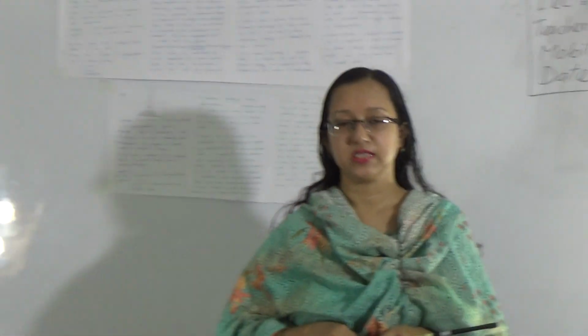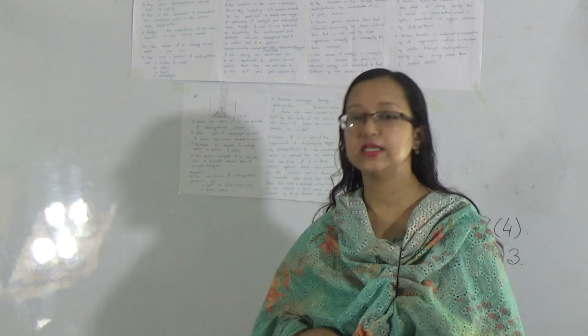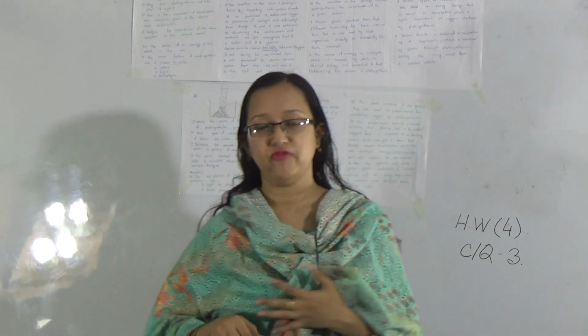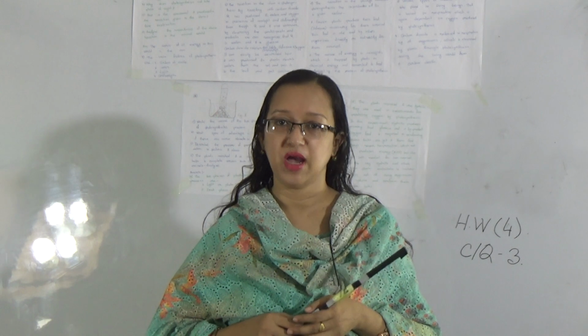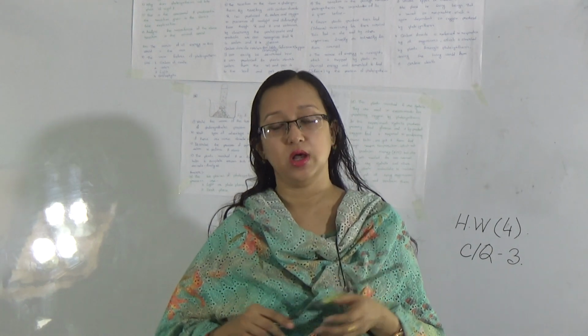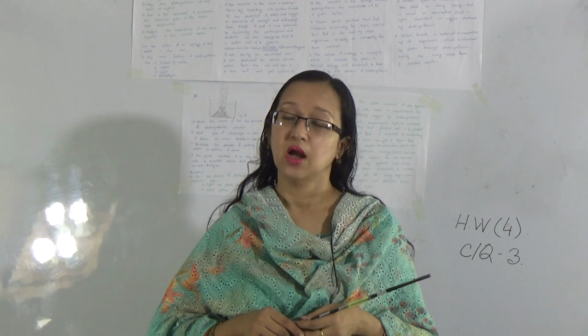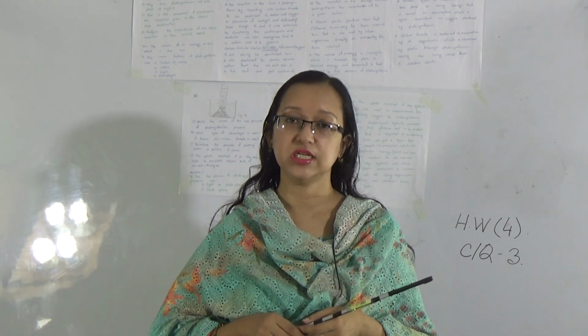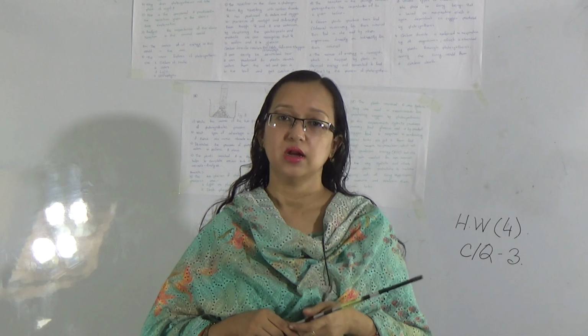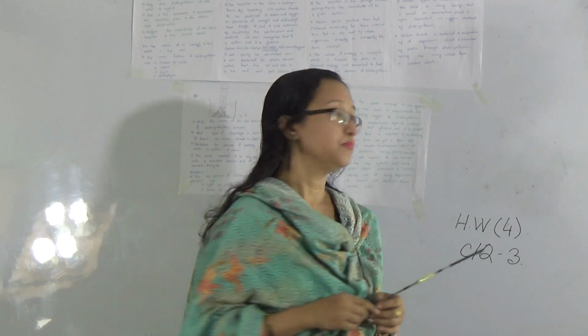In our previous class we discussed chapter 5, photosynthesis. In this chapter we learned how photosynthesis takes place, what the type of photosynthesis is, what the byproduct of photosynthesis is, and what the reaction of photosynthesis is. Now we will learn the question answers from this chapter. Now read the question.